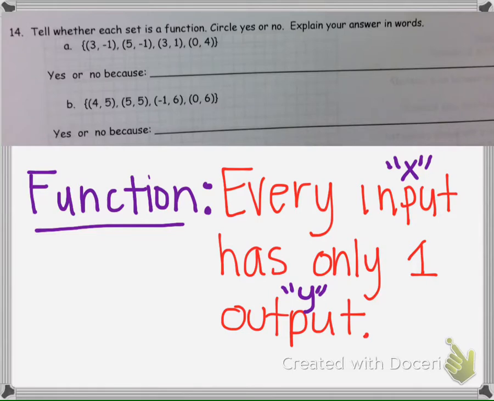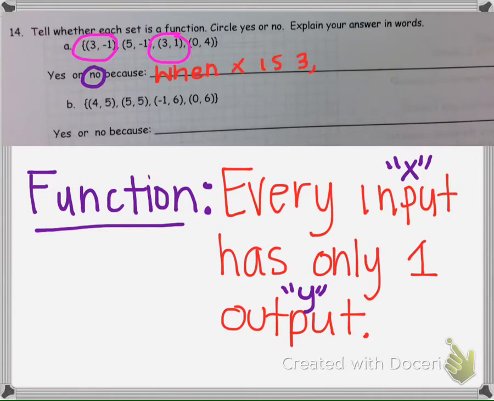So, for example A, if we look here, when x is 3, it has two different y values. You can't have a function where you plug in 3 for x and get two different y values if it's the same function. It's not possible. So we would put no.